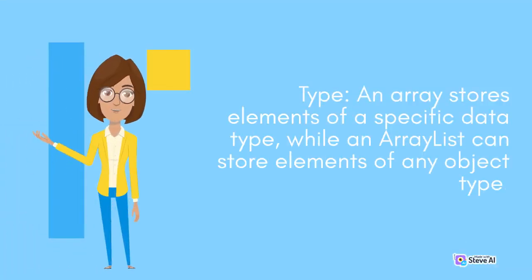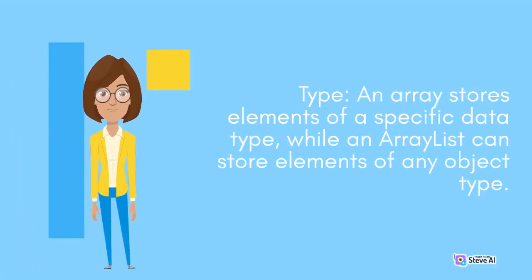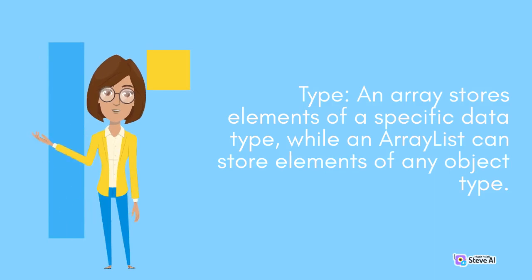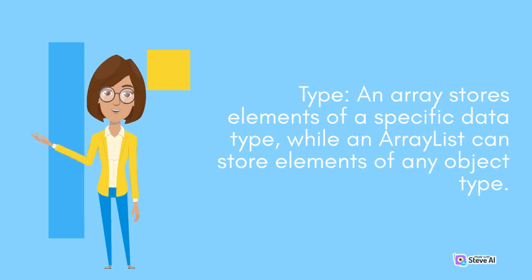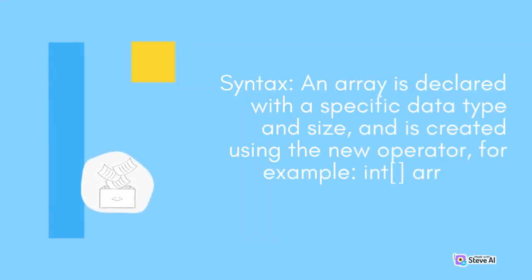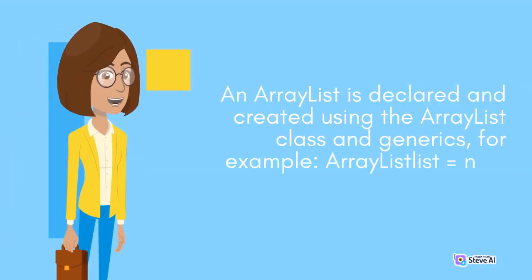Type. An array stores elements of a specific data type, while an ArrayList can store elements of any object type. Syntax. An array is declared with a specific data type and size, and is created using the new operator, for example, int[] arr = new int[5]. An ArrayList is declared and created using the ArrayList class and generics, for example, ArrayList<Integer> list = new ArrayList<>().